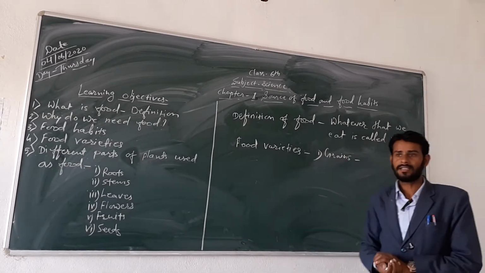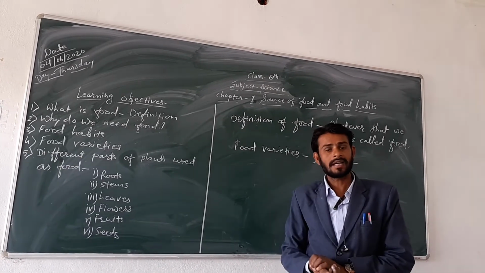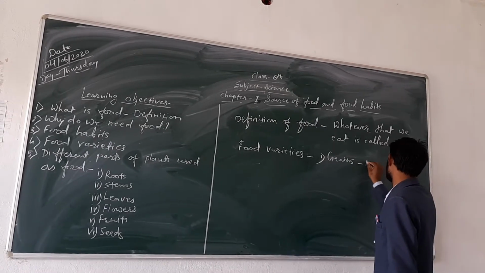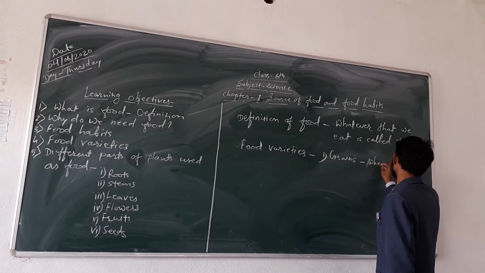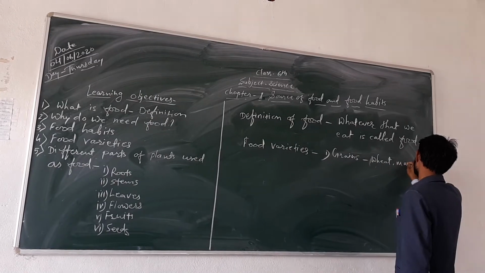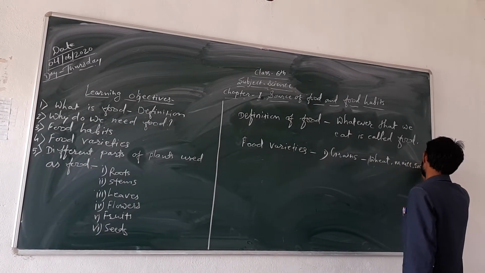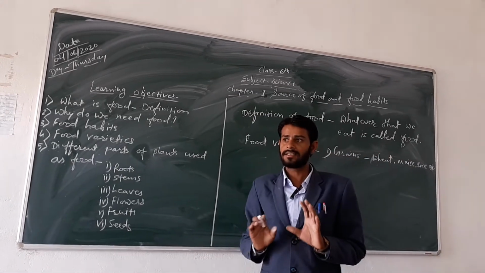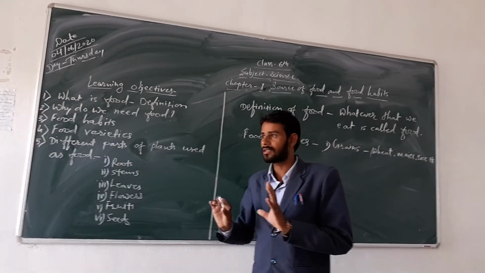Generally, grains are eaten to obtain the carbohydrates, and mainly the grains are wheat, maize, rice, etc. So these are the grains which provide us carbohydrate.